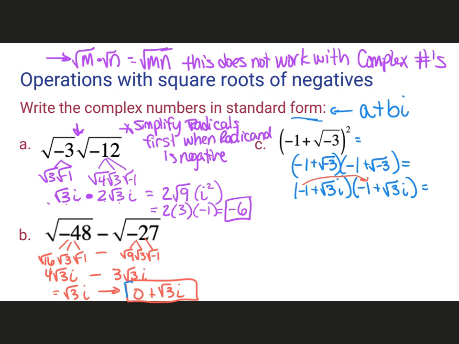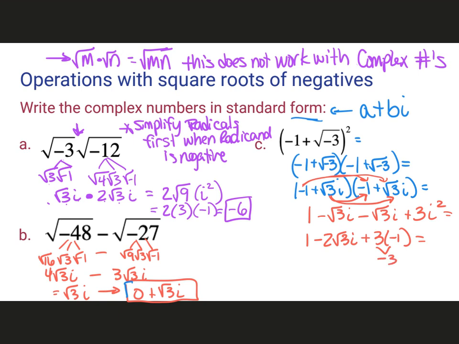So negative 1 times negative 1 is positive 1. Negative 1 times root 3i is negative root 3i. And that gives you another negative root 3i. And then remember, when we multiply root 3 times root 3, we just get 3. And i times i is i squared. So combine like terms and then replace i squared with negative 1. So you have 1 minus 2 root 3i plus 3 times negative 1, which is negative 3. And 1 minus 3 is negative 2. So it's negative 2 minus 2 root 3i.